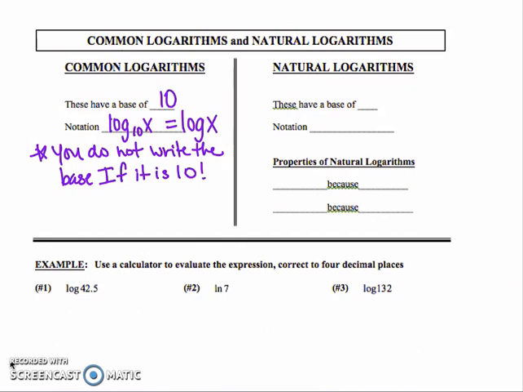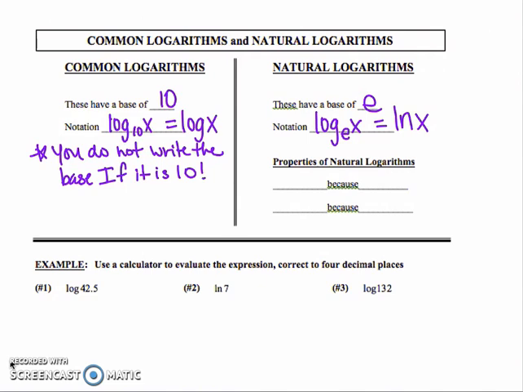The other log that your calculator will do is a natural logarithm. These have a base of e. And the notation for our natural logs, there's also a special notation. You won't ever see it written as log base e of x. Instead, you will see it written as ln x. So that's the ln button on your calculator.